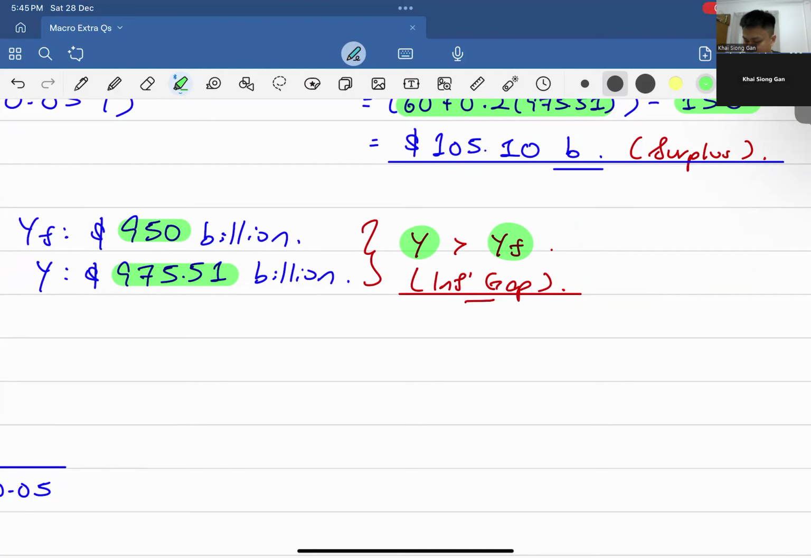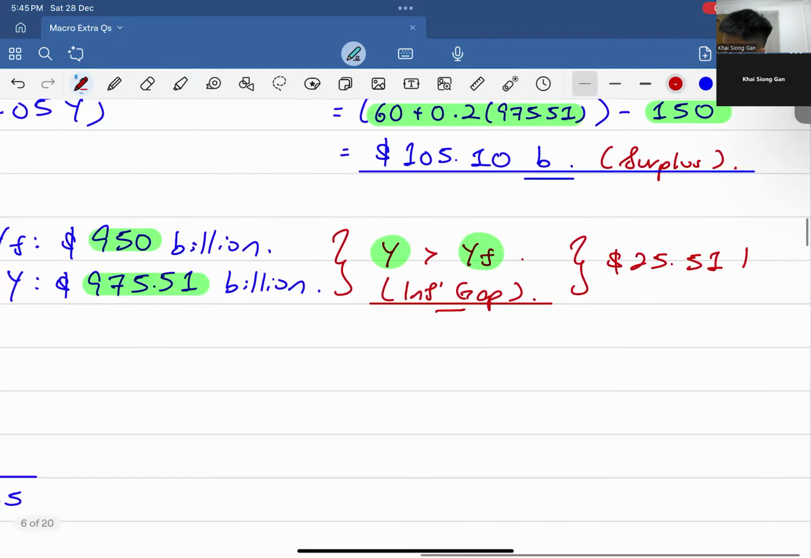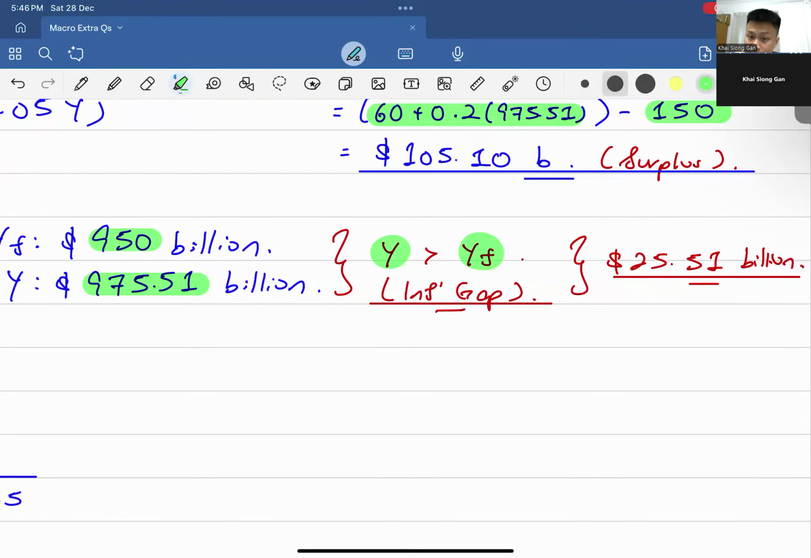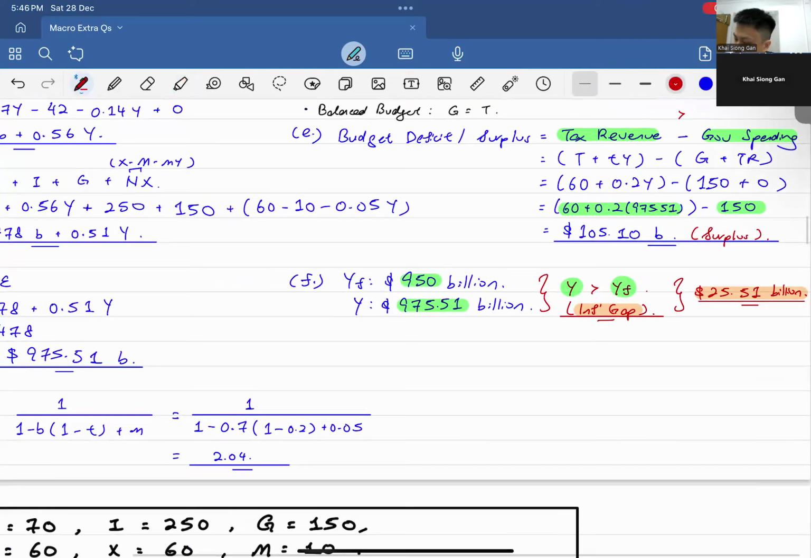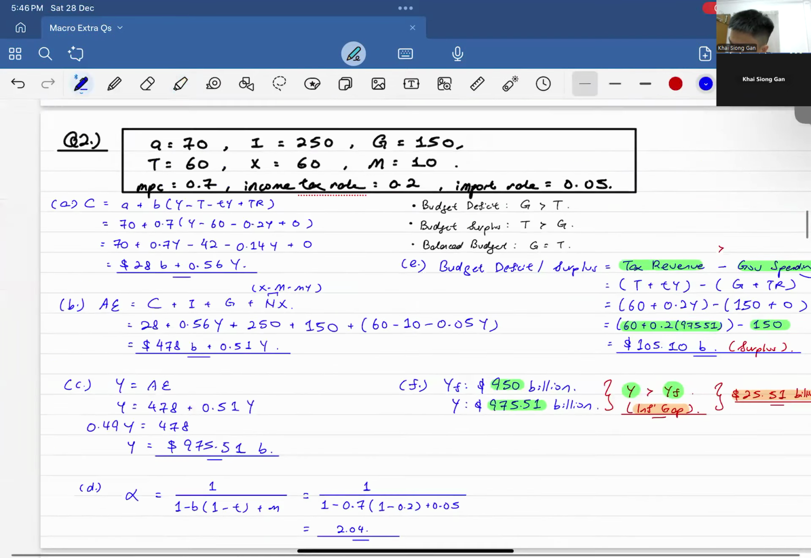The difference between 975.51 minus 950 is 25.51 billion. So that's the answer. That means in this scenario, if the full employment is 950 billion, there will be an inflationary gap of 25.51 billion. As simple as that. You just do a comparison. Very easy. Okay.